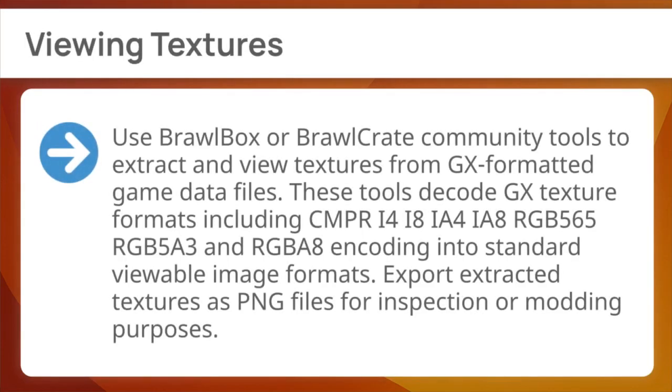Use Brawlbox or Brawlcrate community tools to extract and view textures from GX formatted game data files. These tools decode GX texture formats, including CMPR, I4, I8, IA4, IA8, RGB565, RGB5A3, and RGB8 encoding into standard viewable image formats. Export extracted textures as PNG files for inspection or modding purposes.